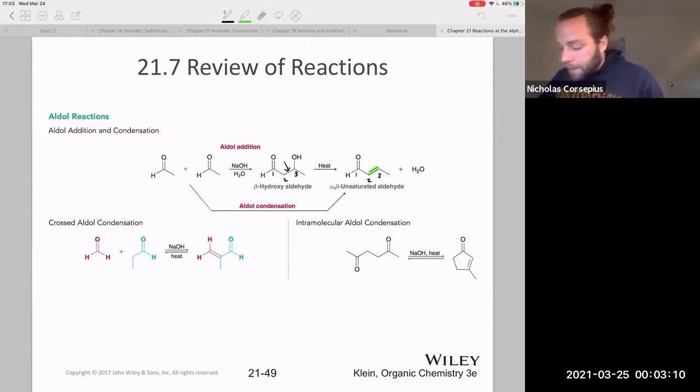If we want to do a crossed aldol addition or condensation, either A, we've got to be lucky and one of our reactants doesn't have any alpha hydrogens, or B, we can do the whole LDA thing, treat one of them with LDA and then titrate in the other one. And lastly, we talked about intramolecular aldol additions and condensations. Remember, the key there is that you have your alpha carbon located 5 or 6 carbons away from a carbonyl carbon.